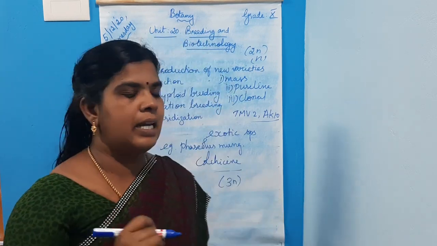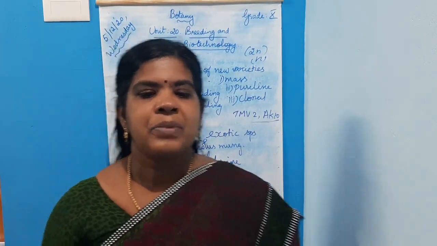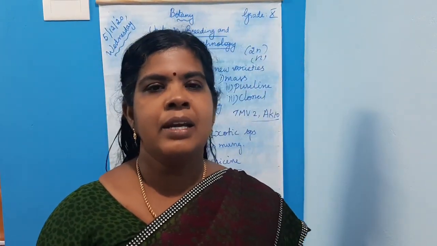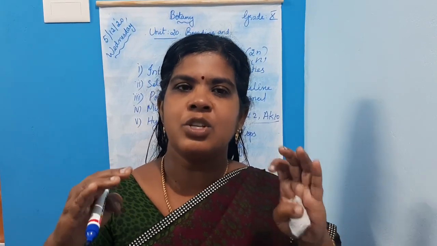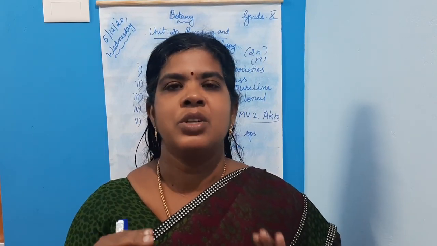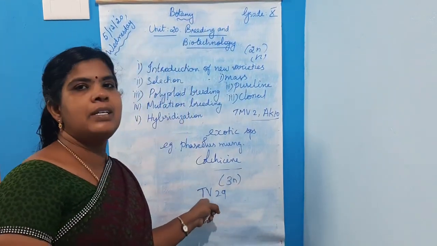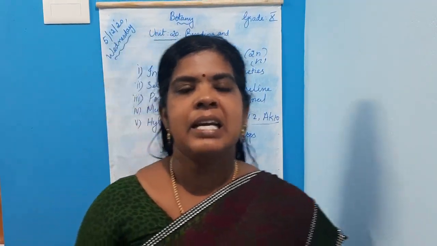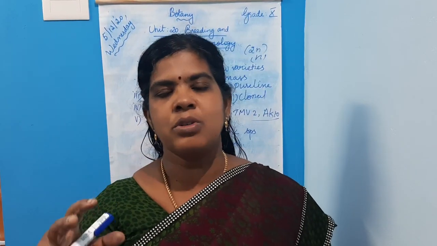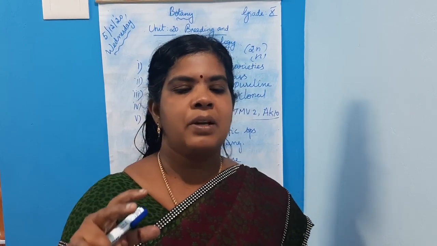Then TV29. It's a triploid variety of tea. The second achievement is TV29, a variety of tea plant. This tea plant shows larger shoots and drought tolerance due to polyploid treatment.